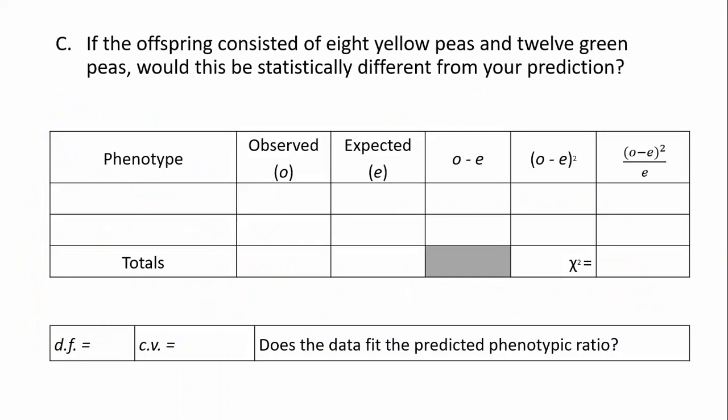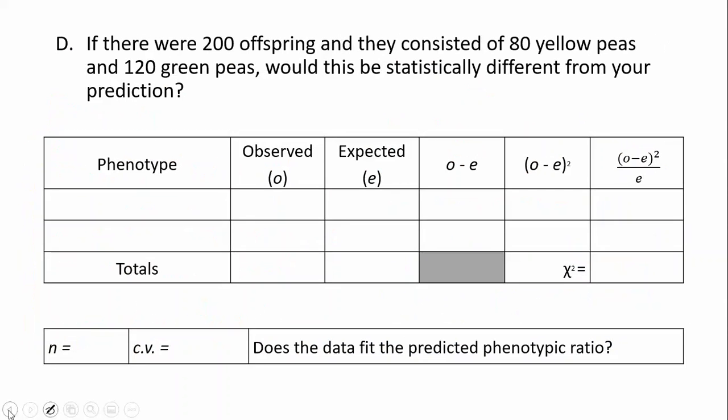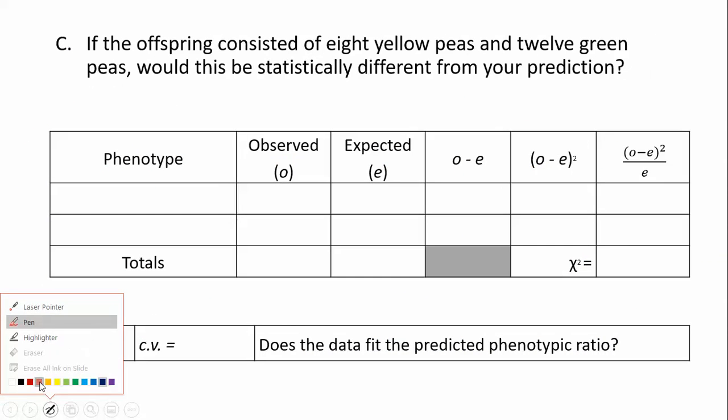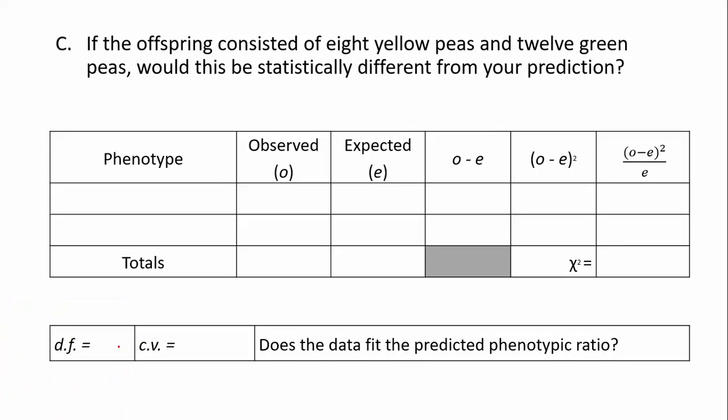So if the offspring consisted of 8 yellow peas and 12 green peas, is this statistically different from your prediction? So we have 2 different phenotypes. You can be yellow or you can be green. Our observed was we had 8 yellow peas and we had 12 green peas. What's the total number we had? Well, we had 20. That means our expected numbers should add up to 20 as well, and we already calculated those on the previous slide. That's 15 and 5. So then all we have to do is fill out this chart to do the math.